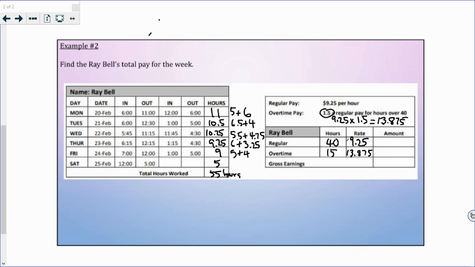Okay, so if I multiply 40 hours times 9.25, I get $370. If I multiply 15 hours by $13.875 an hour, I get $208.13. If I add those together, I get a grand total for the week of $578.13.